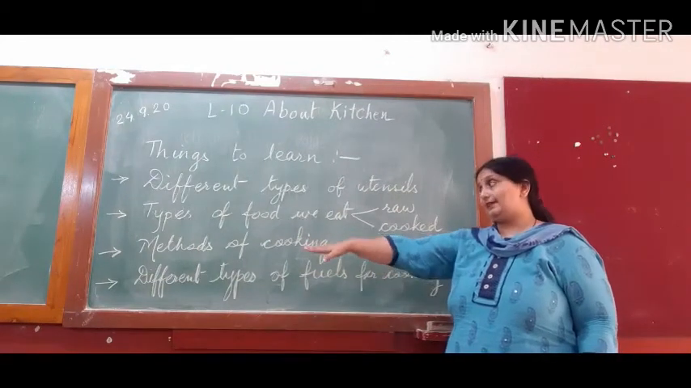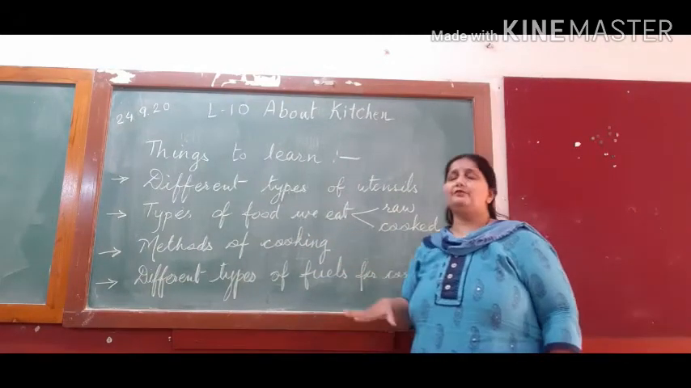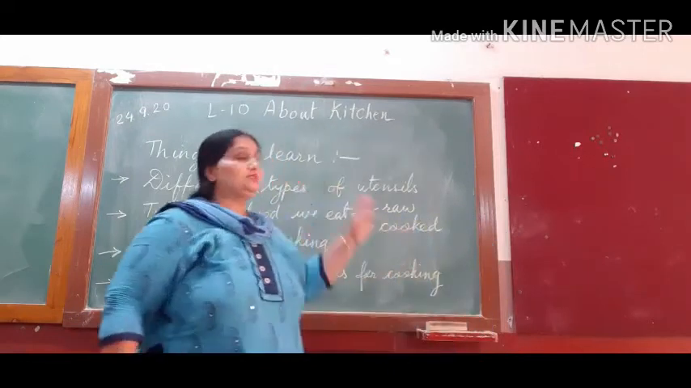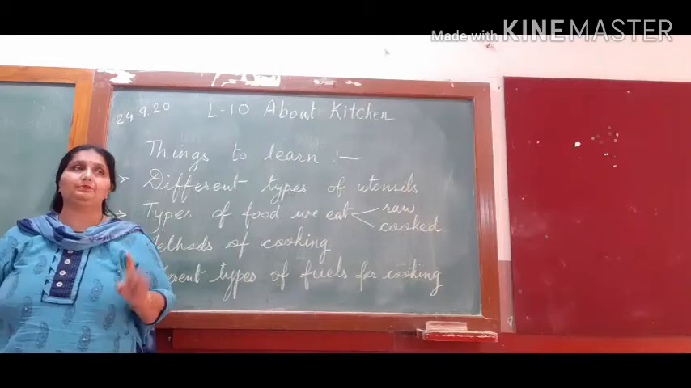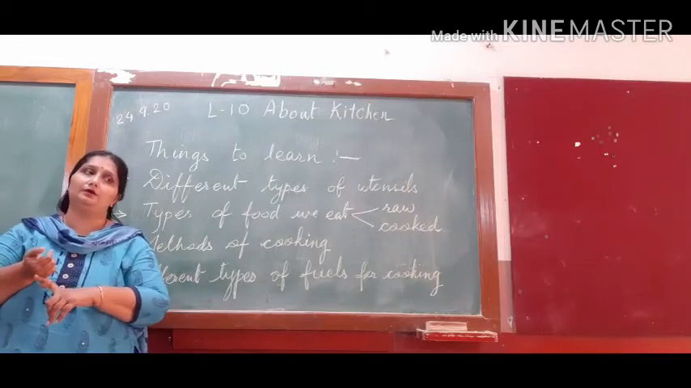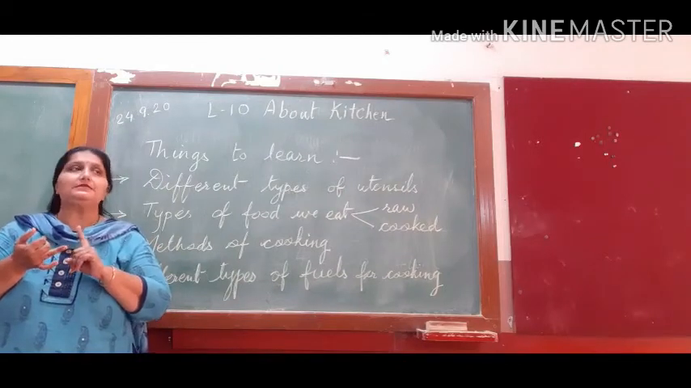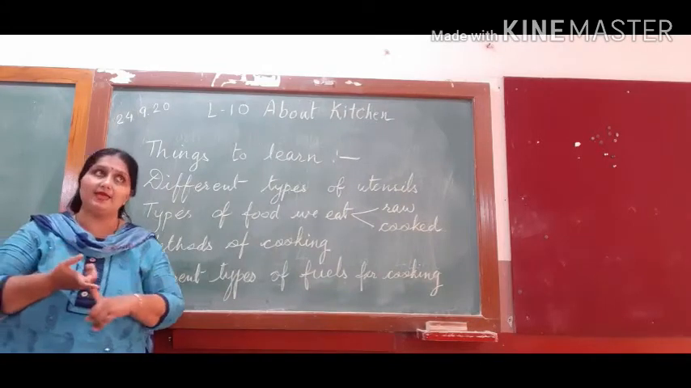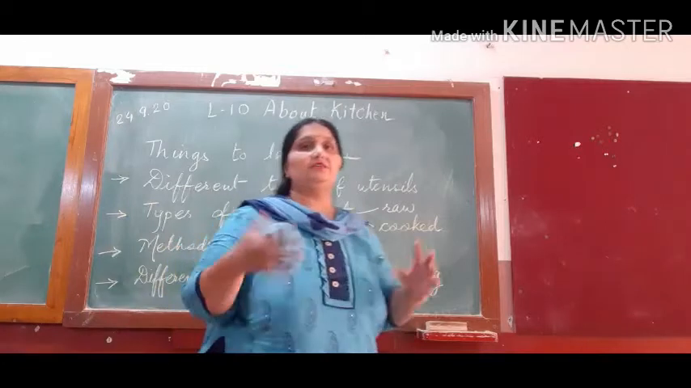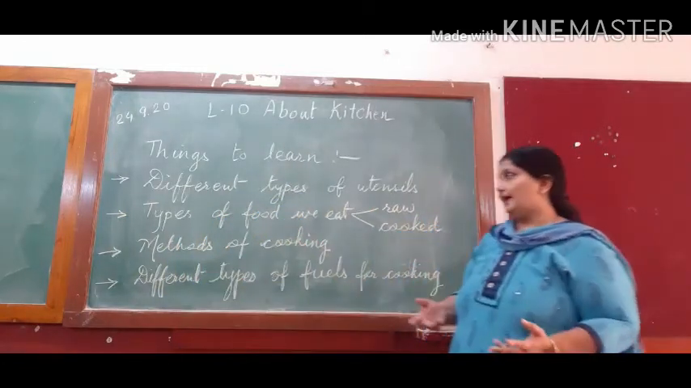The next is method of cooking. There are different methods of cooking. We use different utensils to cook with different methods. Okay, some things we boil, some we steam, some we roast, some we bake, some we fry, some we deep fry, some we shallow fry, right?